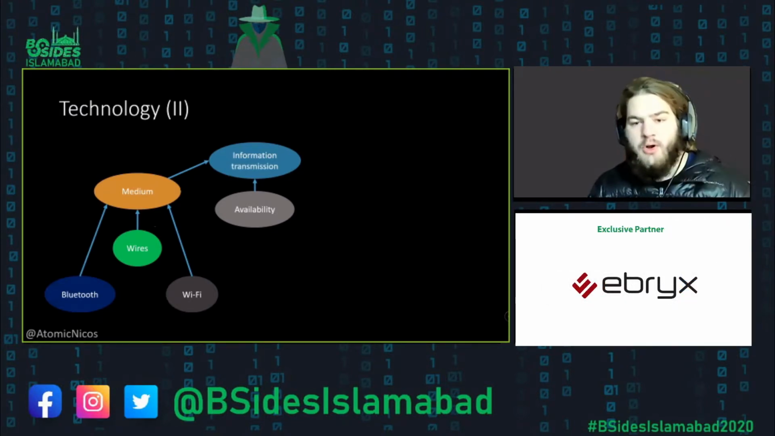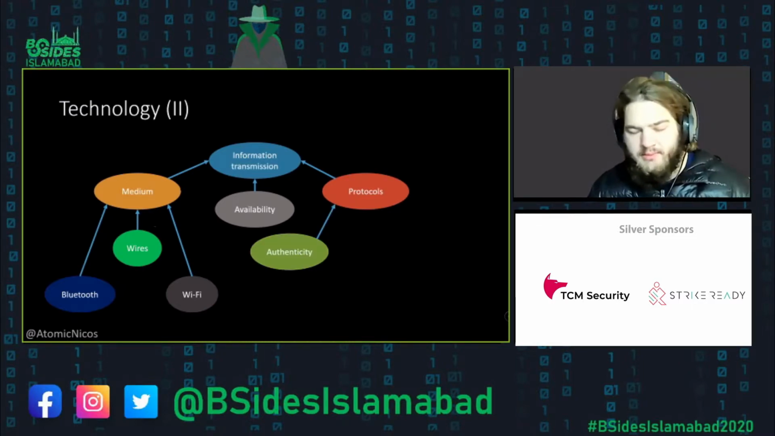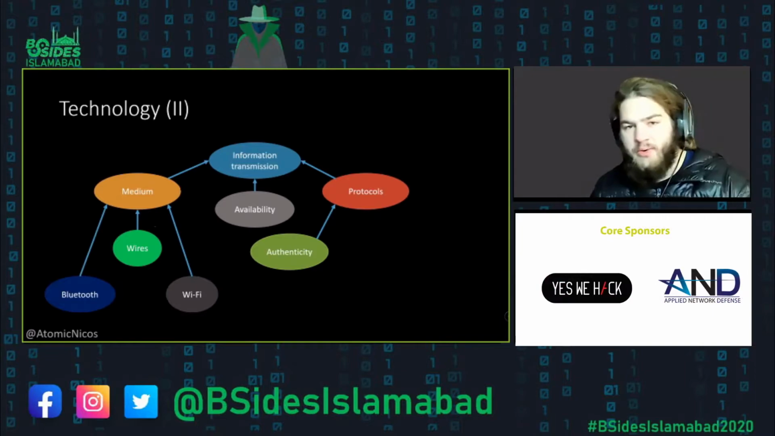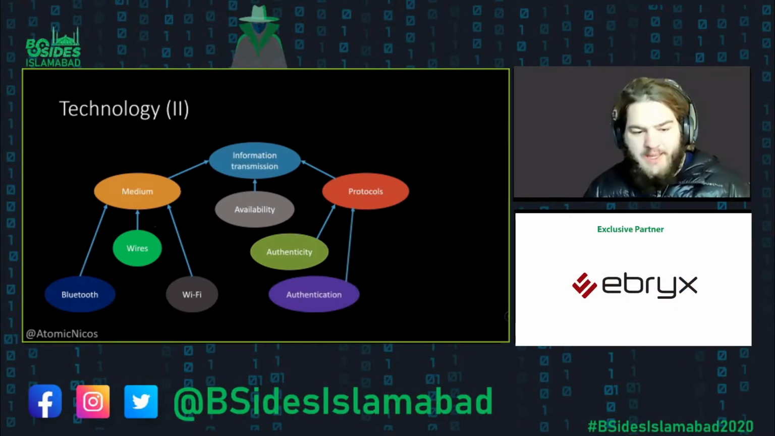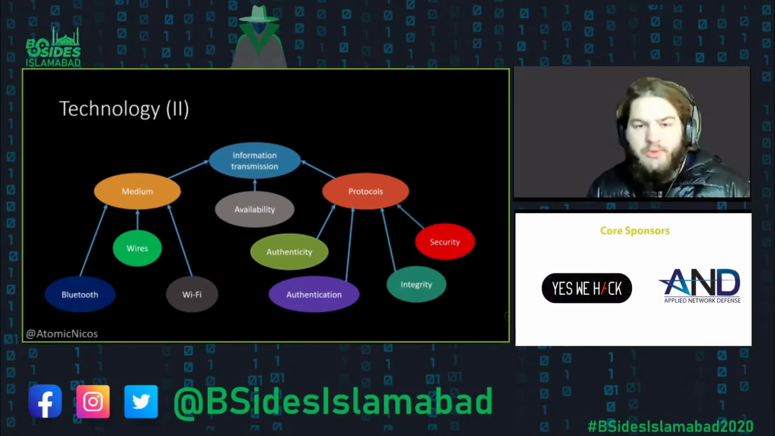Finally, you have protocols which assist the transmission of information. There are multiple protocols that handle authenticity, for example, that the person who sent it is actually the person who sent it, that the origin of your data is the one that it really came from. Authentication, which would be that the user that sent it is allowed to send said data. Integrity, which would be that the data wasn't modified over time. And security, which many people don't do, which would be maybe encryption or things like that.